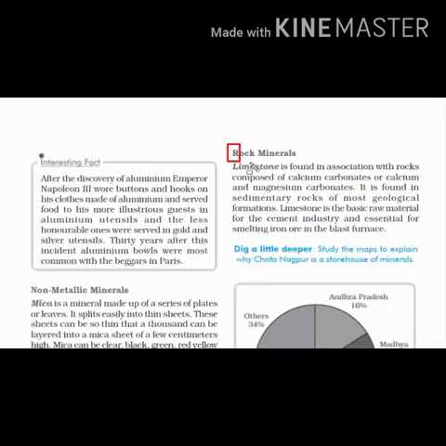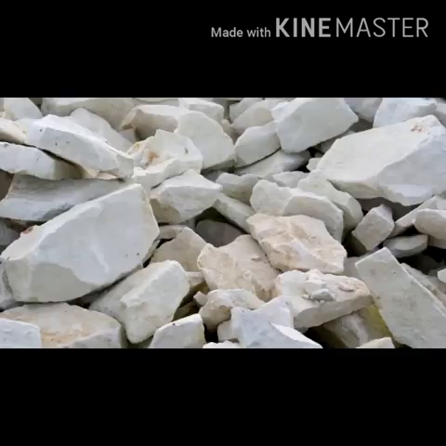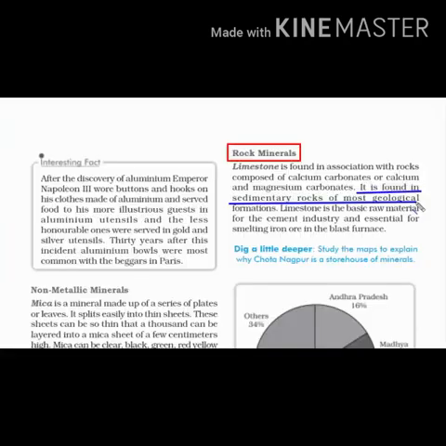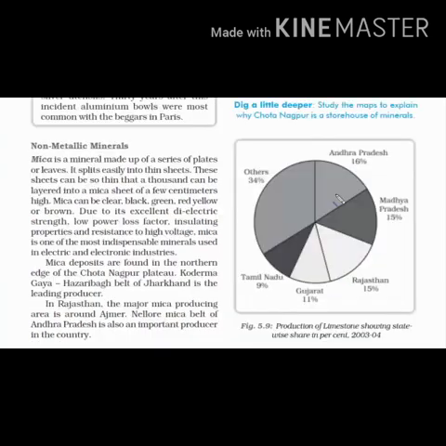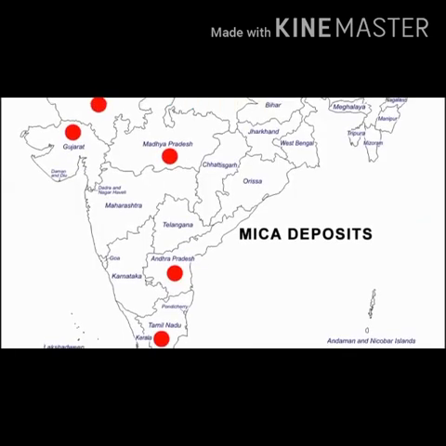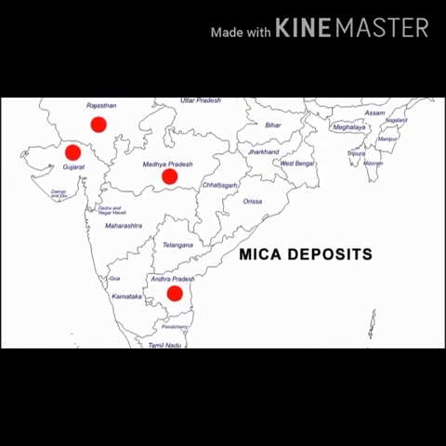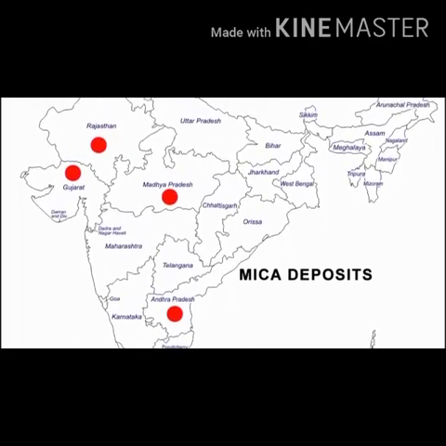The next non-metallic mineral is limestone. It is a rock mineral. It is found in sedimentary rocks. Limestone is the basic raw material for the cement industry and essential for smelting iron ore in the blast furnace. Limestone is found in the region of Andhra Pradesh, Madhya Pradesh, Rajasthan, Gujarat and Tamil Nadu.